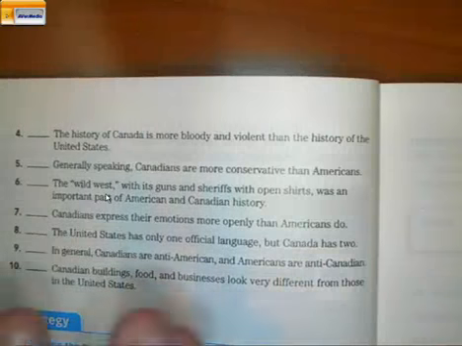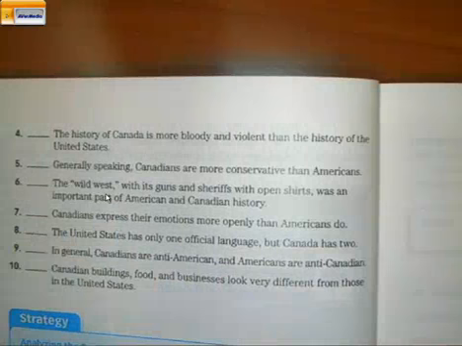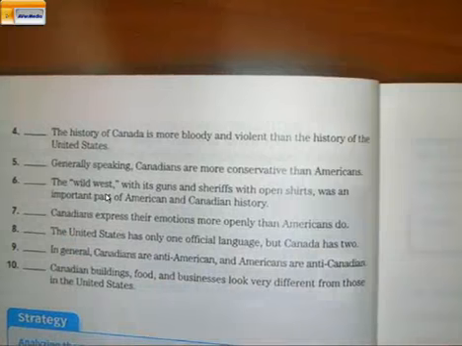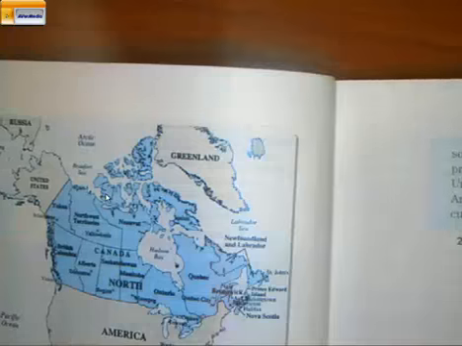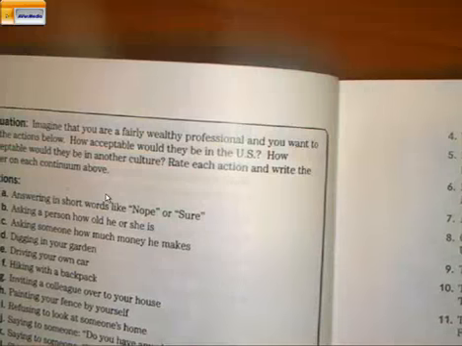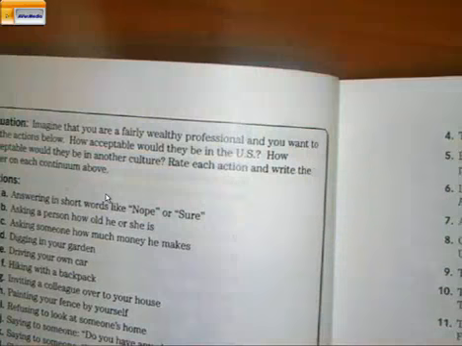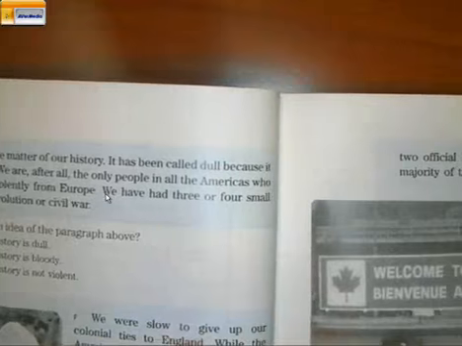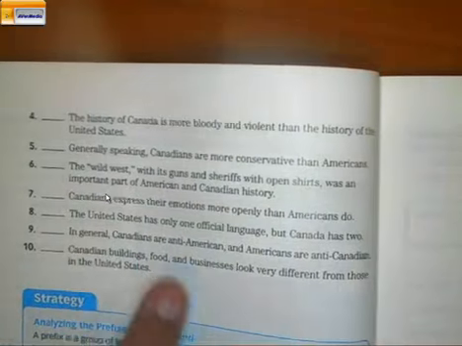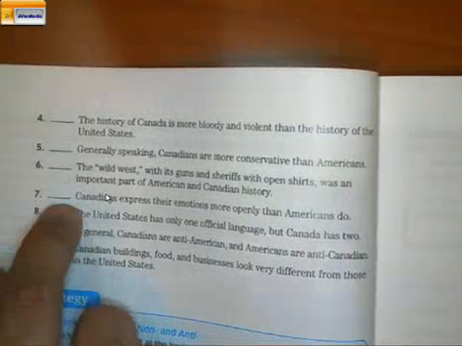So 6 is false. Canadians express their emotions more openly than Americans do. Well, we said that Americans are more outgoing than Canadians. We have it somewhere in the paragraph. I'll leave you to find it, but I'm sure you will find it there, that Americans are more outgoing than Canadians. So number 7 is false, not correct.